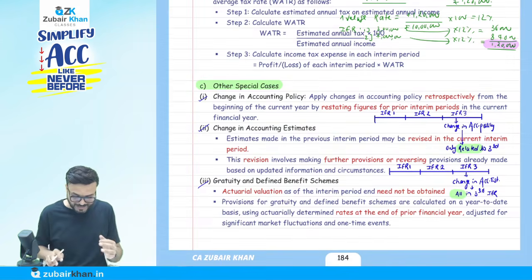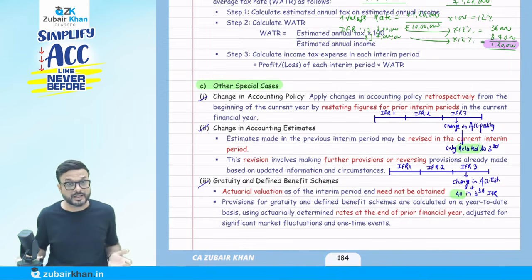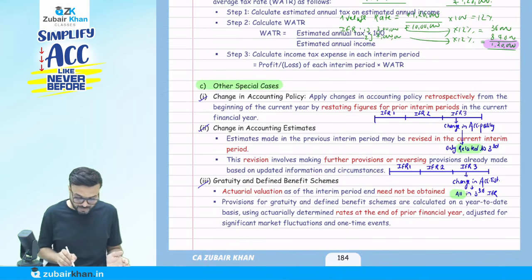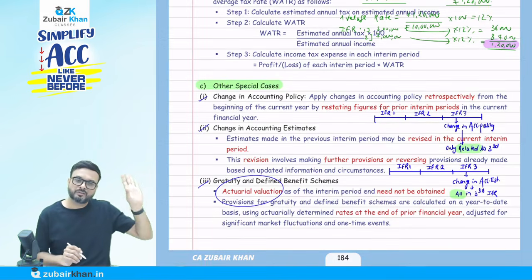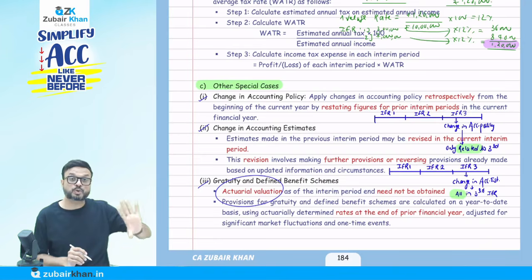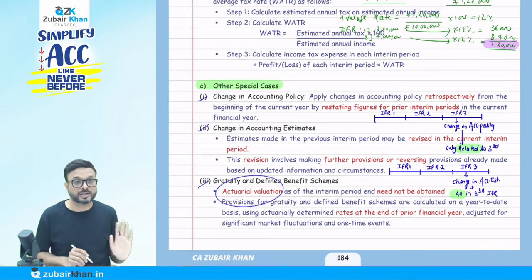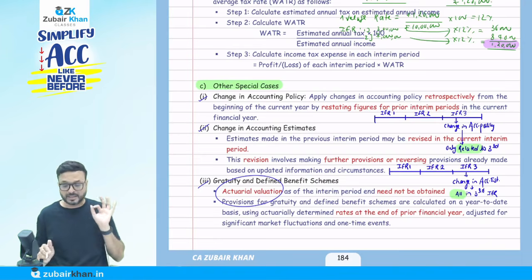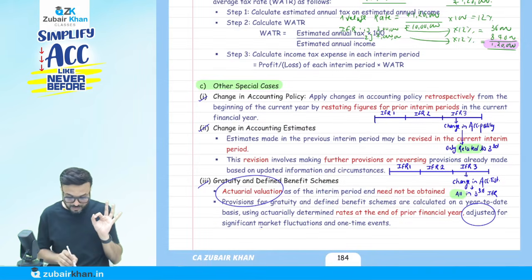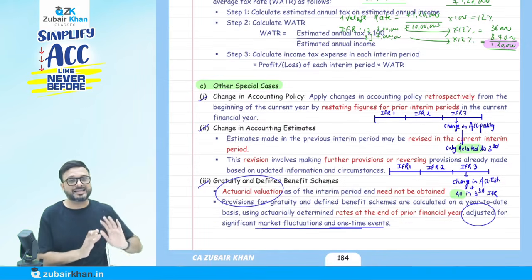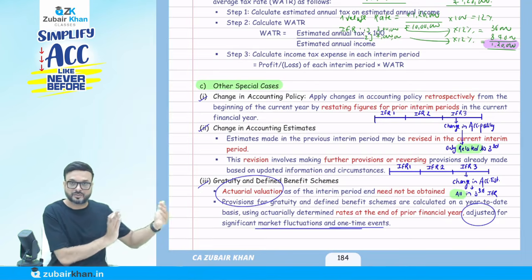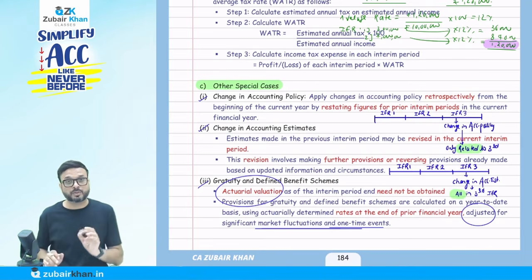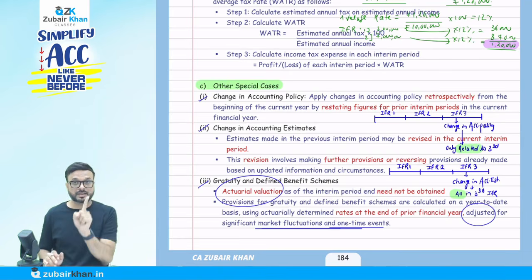The third point is gratuity and defined benefit. You know, according to AS 15, we have to do the actuarial valuation. So for the interim financial reporting also, do we have to do the actuarial valuation? The answer is no. We have to take the base of the valuation that they have done on the 31st of March only. If there are some major changes, for that we have to do the adjustment of the significant market fluctuation one time even. But in general, we are going to take the same base, whatever the actuarial valuation has been done for the 31st of March. So the most important part is change in accounting policy, change in accounting estimate.